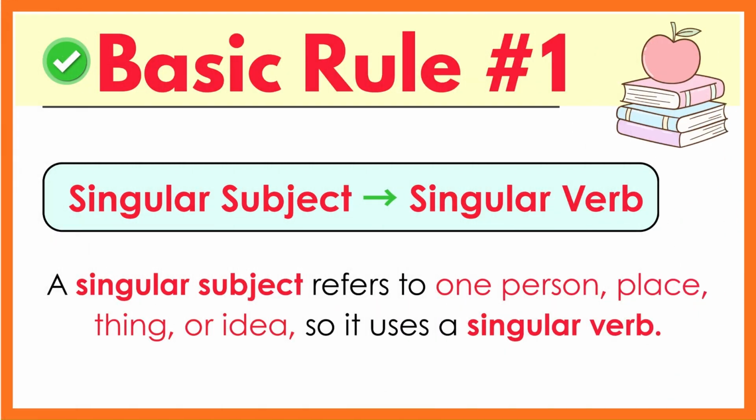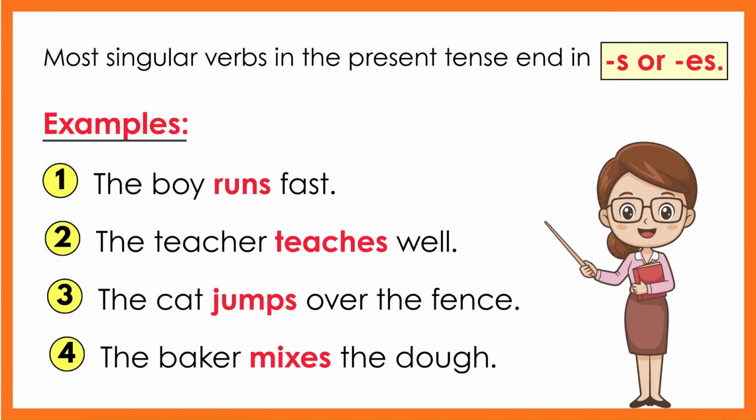Basic rule number 1. A singular subject uses a singular verb. A singular subject refers to one person, place, thing, or idea, so it uses a singular verb. Most singular verbs in the present tense end in s or es.